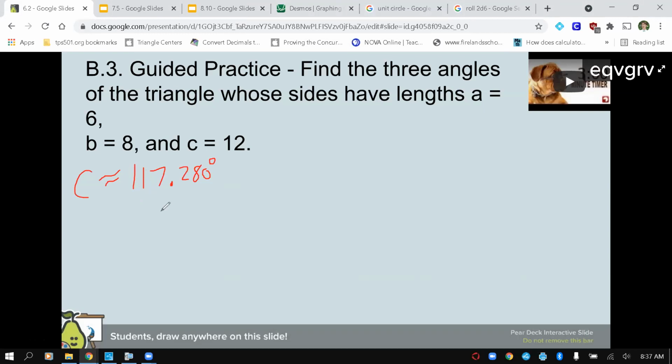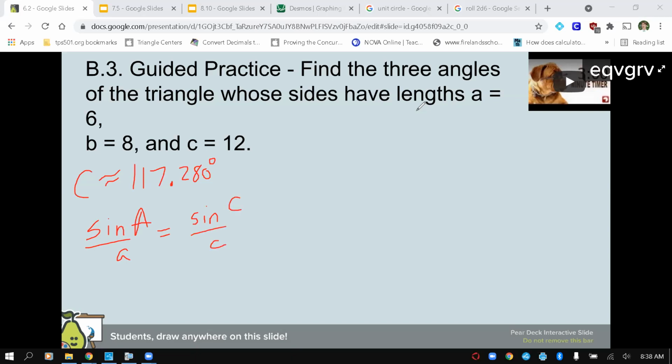All right, Mariah, what do I do next now that I have C? Yes, find A next. The sine of A over A is equal to the sine of, what did you set A over A equal to? C over C. Yeah, use your givens.